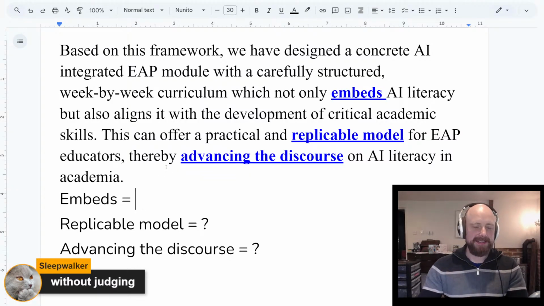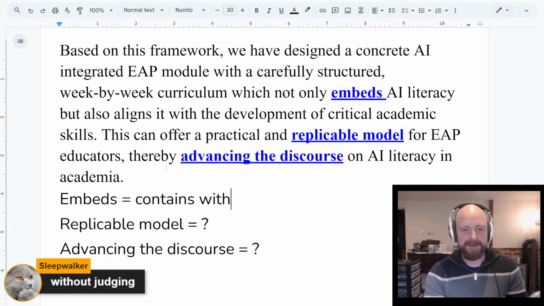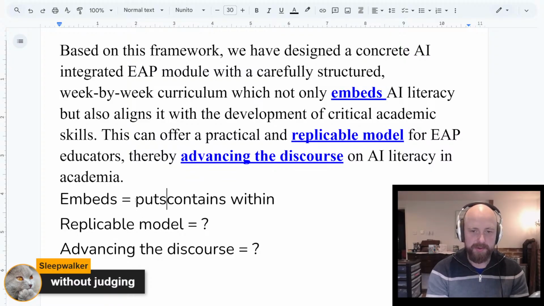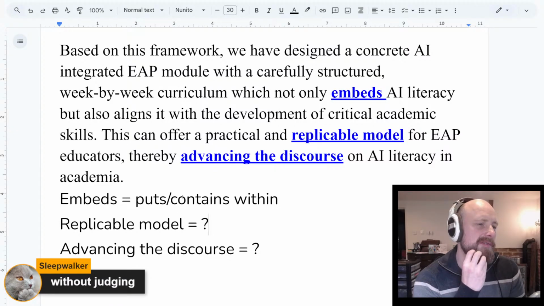Embeds, contains. Pretty good. Contains within. Yeah. Or even puts within. Replicable, identical, no. Carry more than one, no.